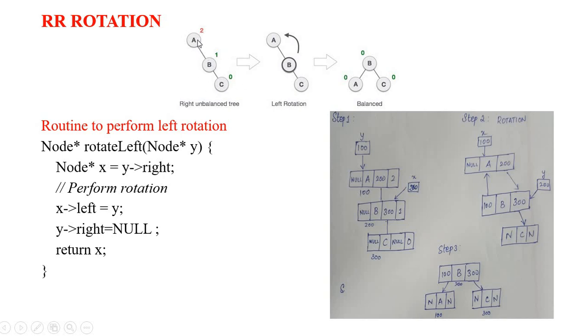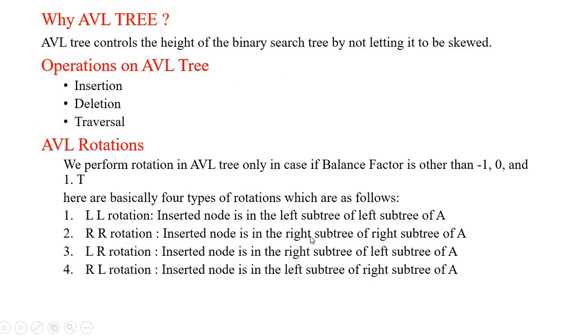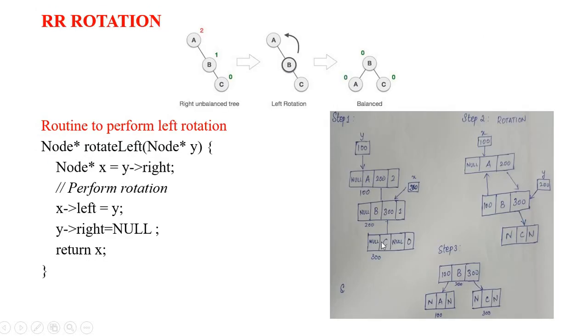So A is our root and its child is at right side, and again we are inserting the child of B at its right side. So which means insertion node is at the right subtree of A. Now, how to perform a rotation is, now let's see the implementation part of the right rotation.